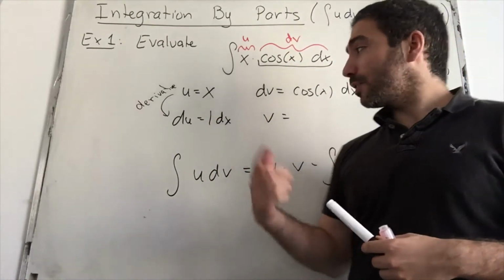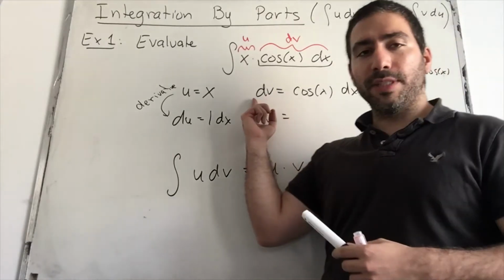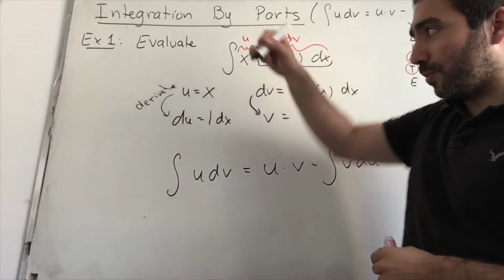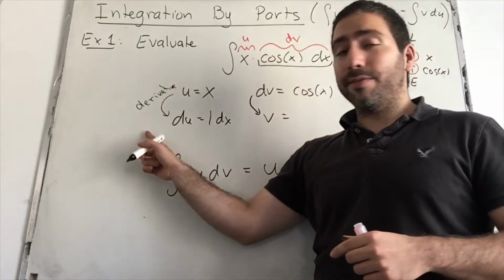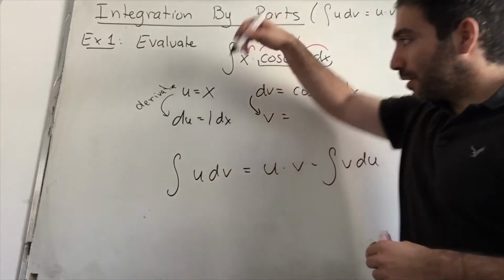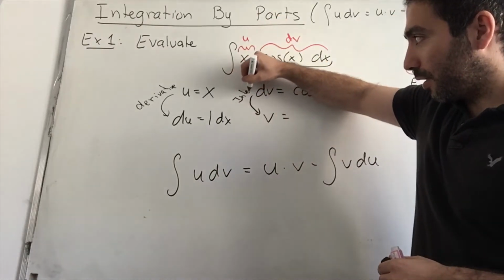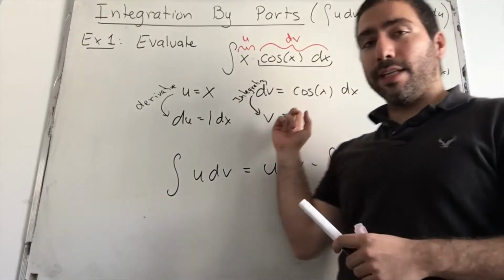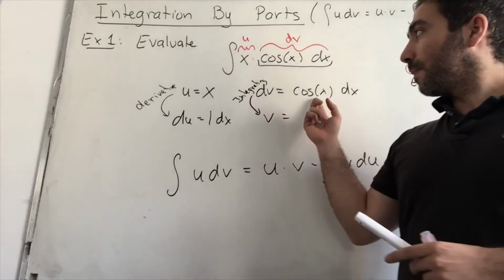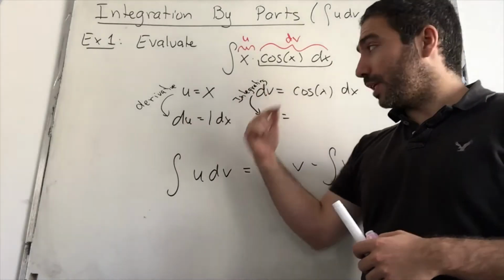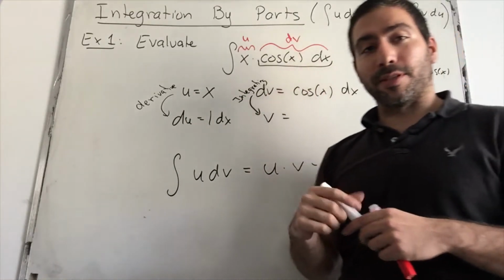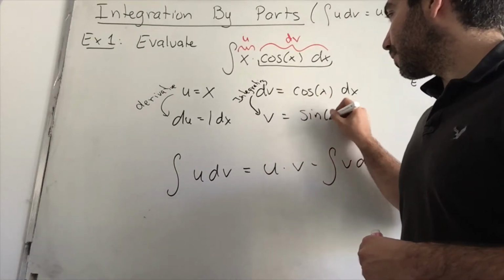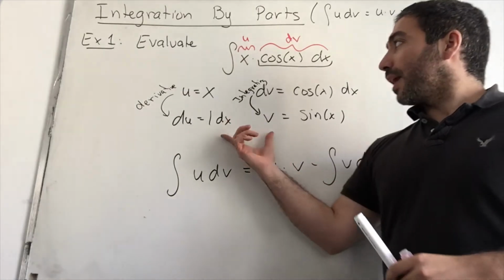Next, what we have is v. How do we go from dv to v? Well, let's think about it. We have the derivative, we want the original function. How do we do that? Here we derive, here we integrate. So on the side, we're integrating. What's the integral of cos of x? Well, we know the derivative of sine is cos, so the integral of cos is back up to sine. So to integrate, you get sine of x.